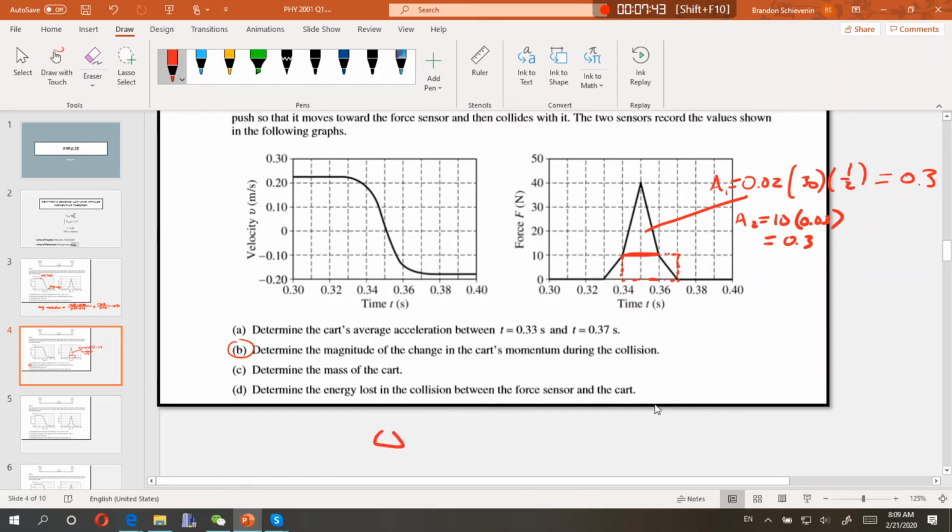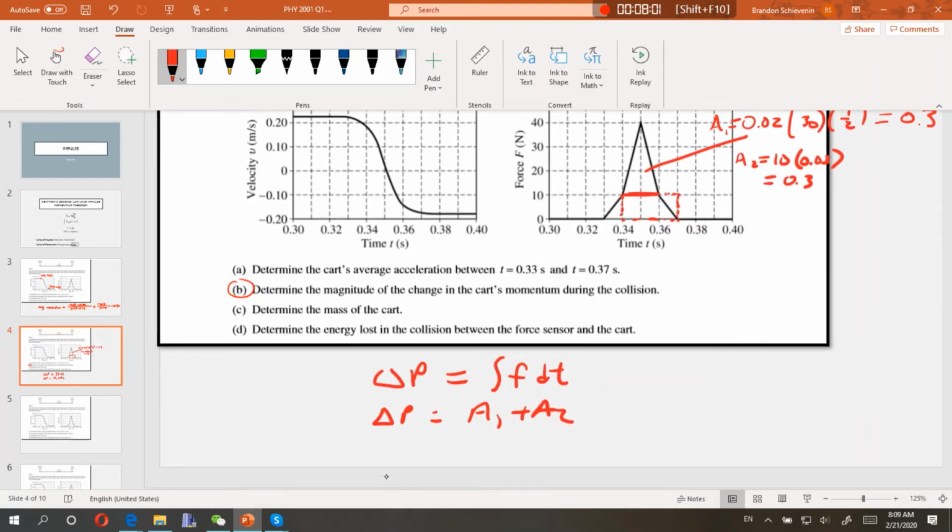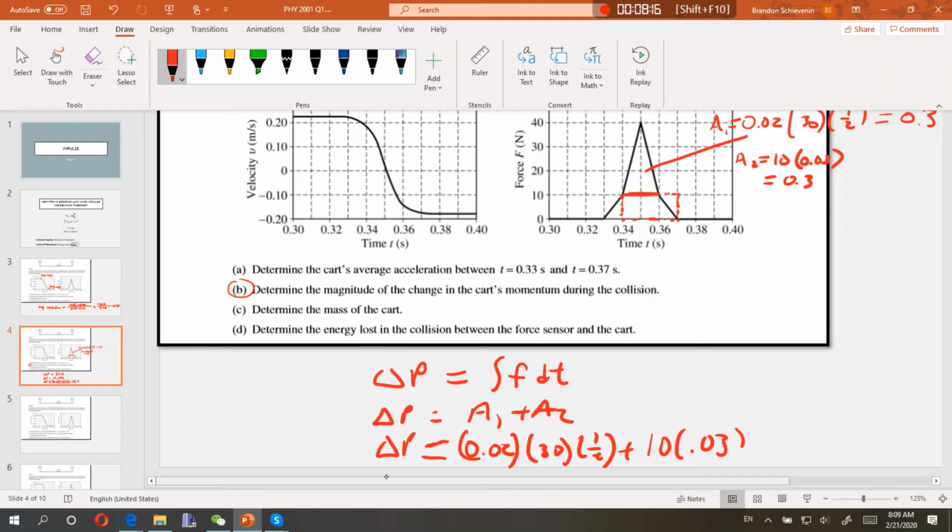magnitude of the change in the momentum. Change in momentum is equal to the integral of our force in terms of time. Our change in momentum was equal to A1 plus A2, or 0.6. What are my units? Impulse is kilogram times meter per second.